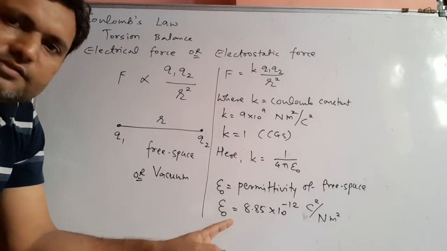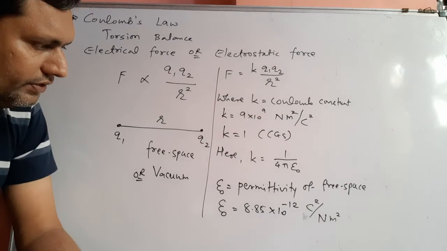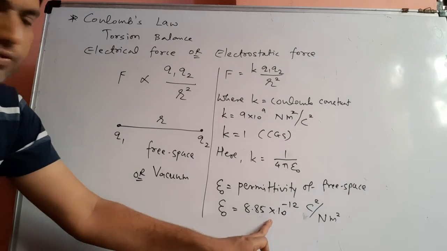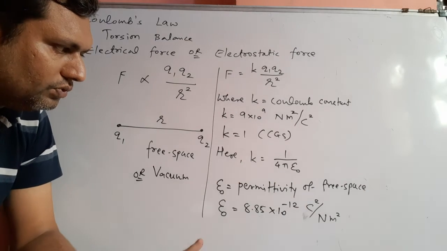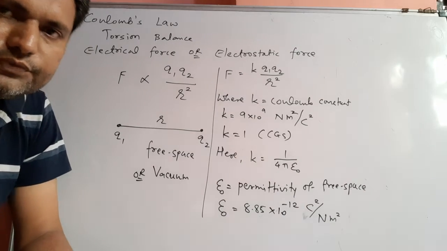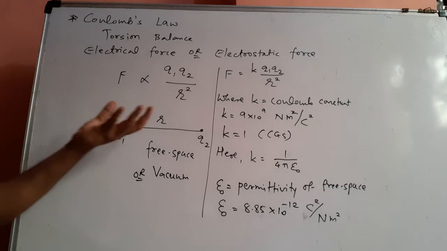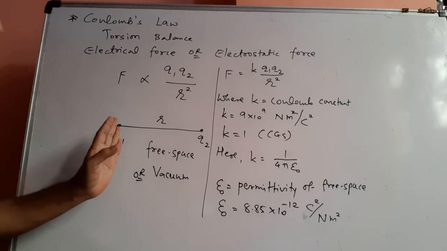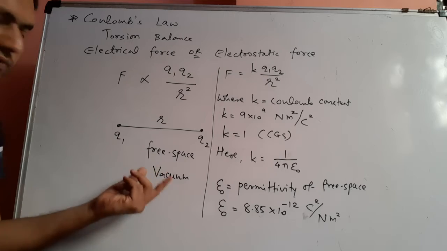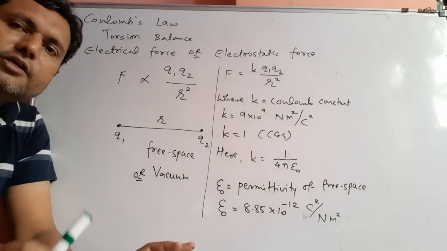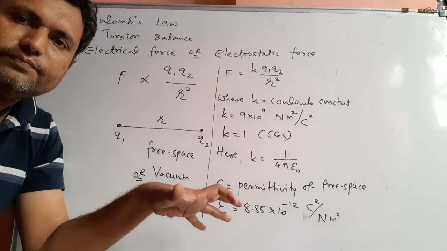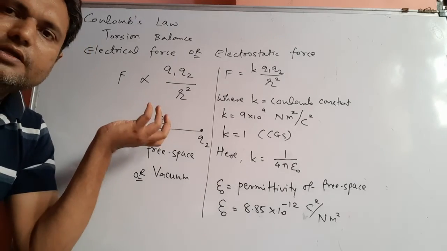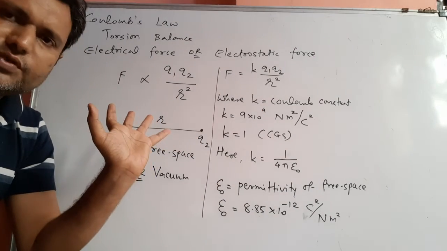So epsilon naught is 8.85 into 10 raised to minus 12 coulomb square per newton into meter square. So see, this force is when the medium is free space or vacuum. It means there is an important role of the medium.